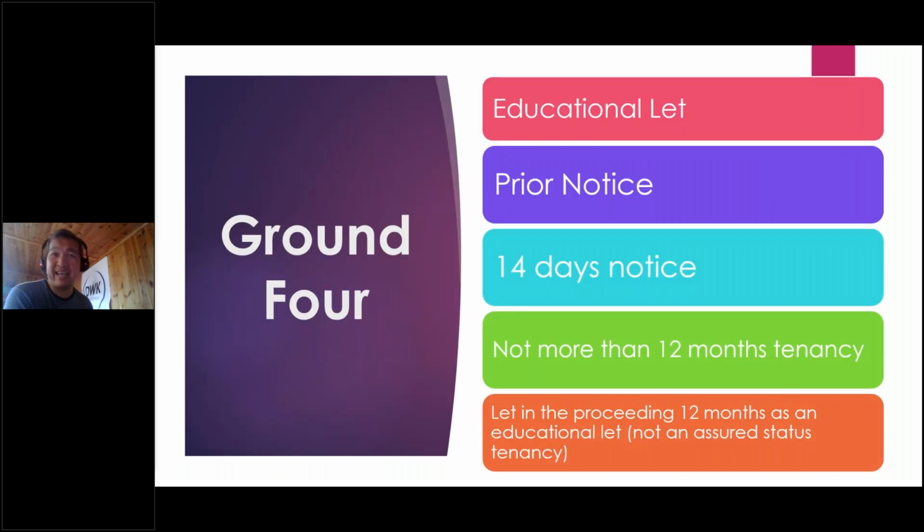Ground four. Again, this isn't really relevant to you guys, but ground four is an educational let. So this is really whereby a landlord can seek possession where the property has been let in the previous 12 months under an educational tenancy, if that's the right way of saying it. I won't spend any time on this because it's not relevant to you as a private sector landlord, but I wanted to cover it in the training.